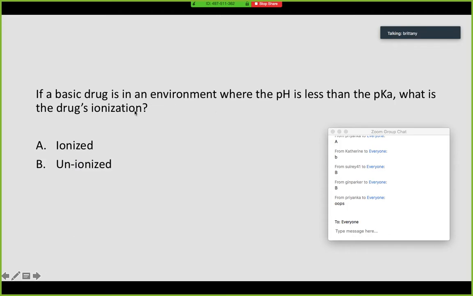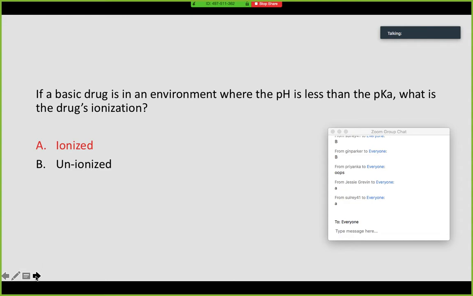Okay, so if you have a basic drug in an environment where the pH is less than the pKa, what is the drug's ionization? Right, so in this case, it's going to be ionized.